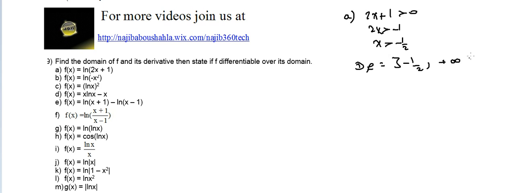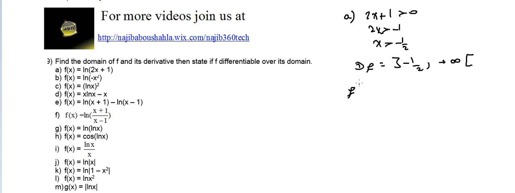We have 2x plus 1, right? It should be positive. This means 2x is greater than minus 1, which means x is greater than minus half. The domain of the function f should be from minus half up to plus infinity, because it's greater than minus half.